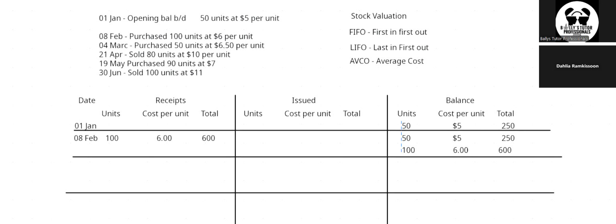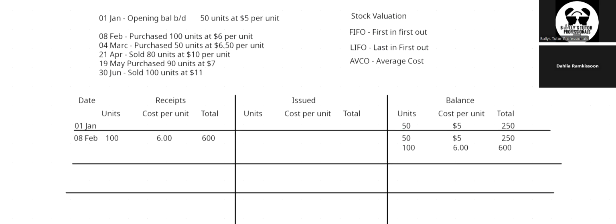Right, so January remains the same. On the 1st of January, we started off with 50 units at $5 each for 250. And then in February, we purchased 100 units at $6 each for 650. For 600, sorry.